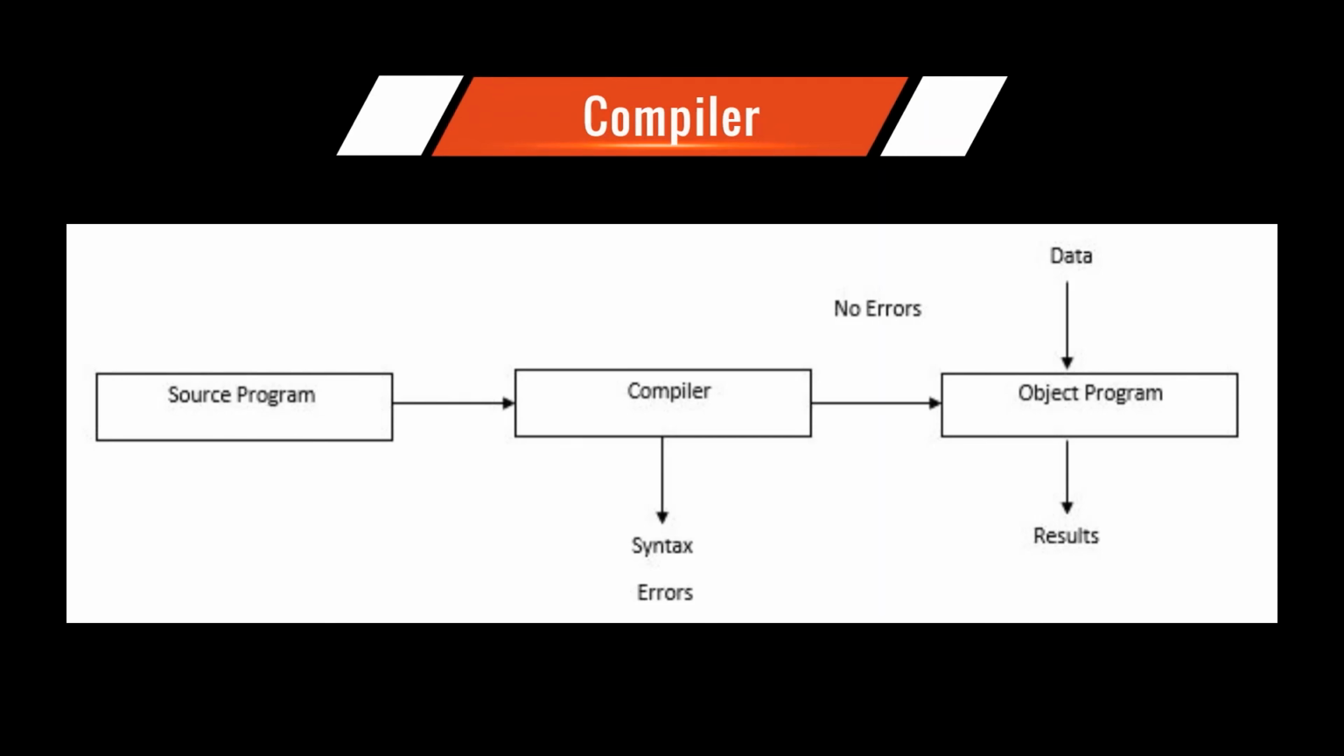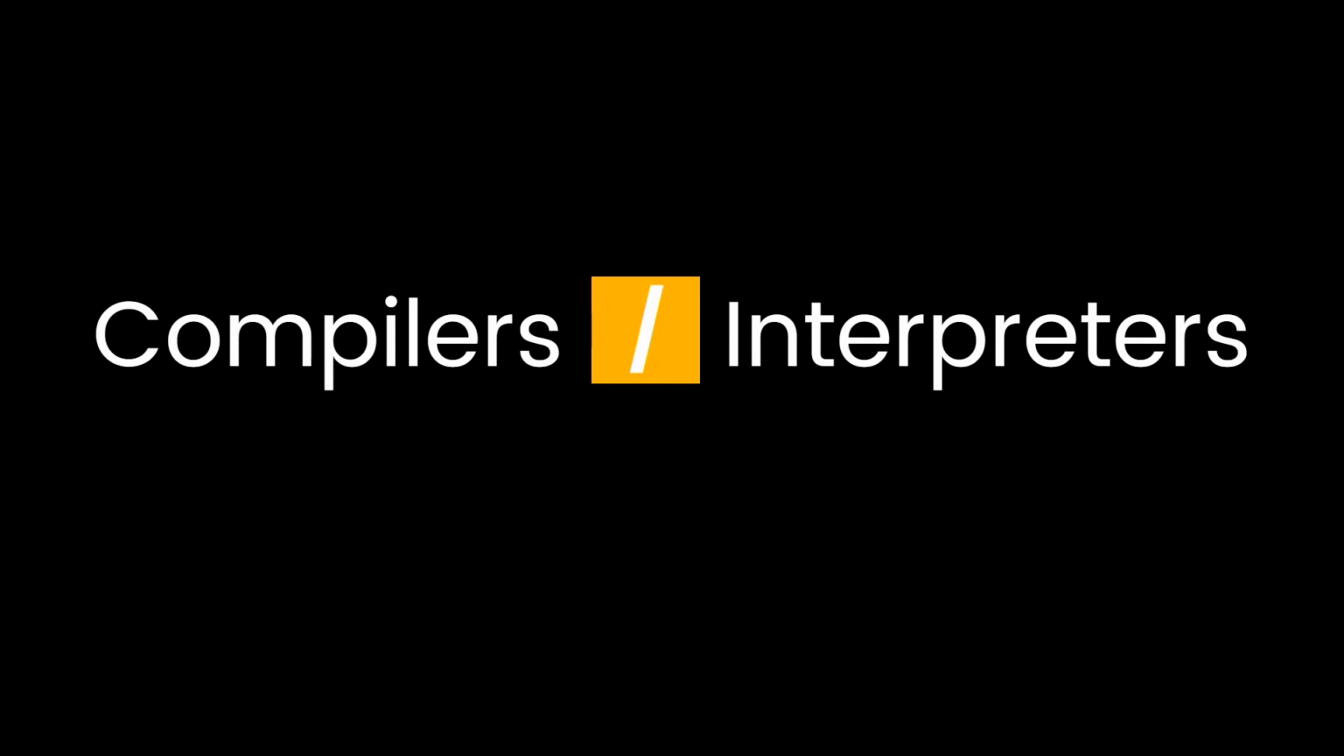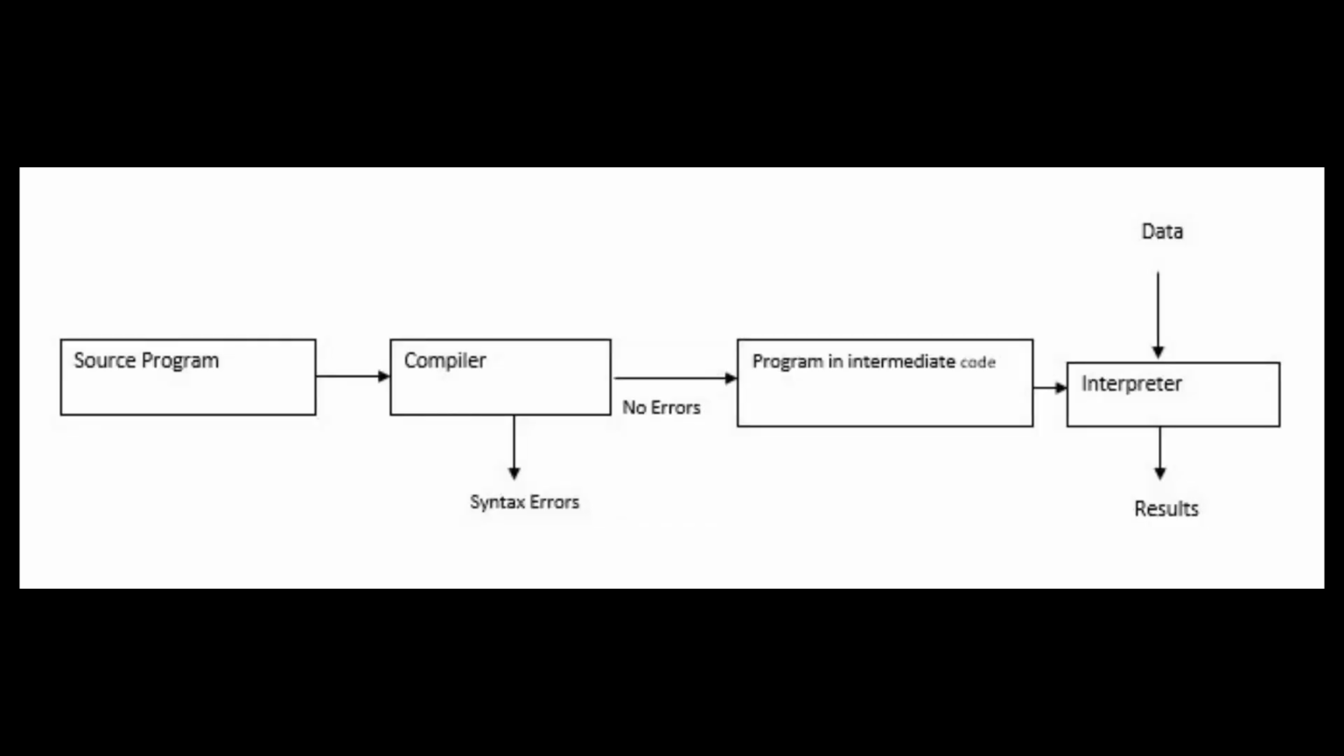A compiler is a computer program that translates computer code written in one programming language into another language. Let's look at compilers and interpreters together. In this picture, you can see how the compiler and interpreter work together as a hybrid.